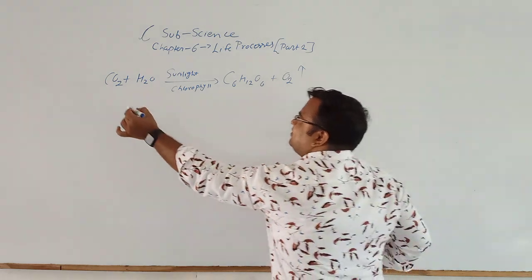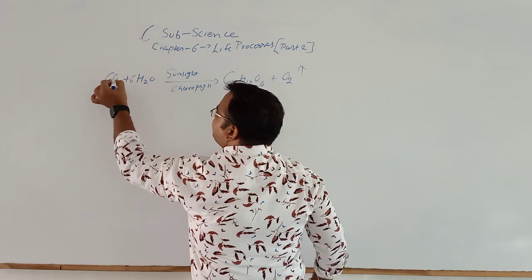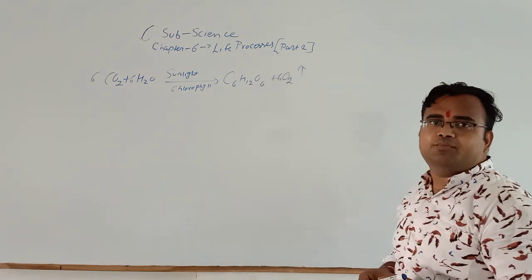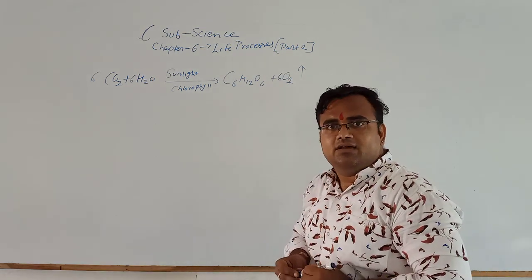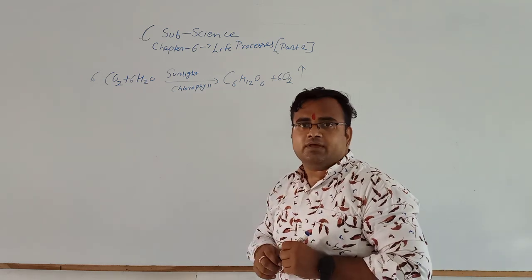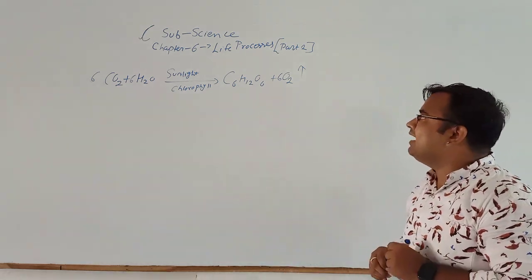Now we have to balance it. So 6 plus 6 and here 6, so the reaction will be balanced. Clear? So you write down this reaction. I'm giving you 1 minute. Write it down fast.